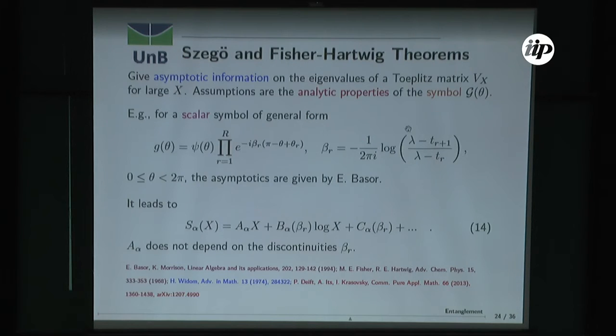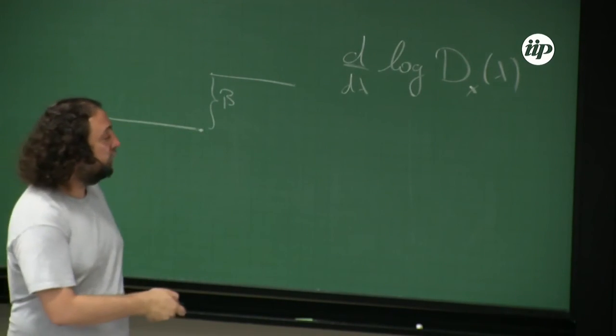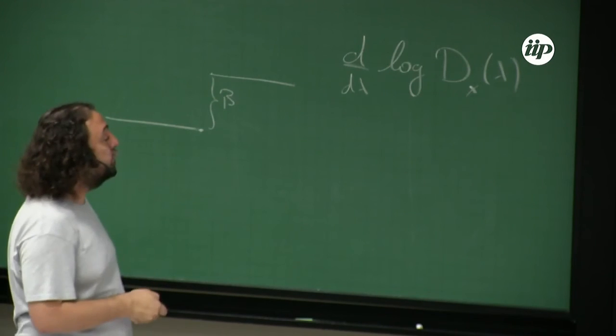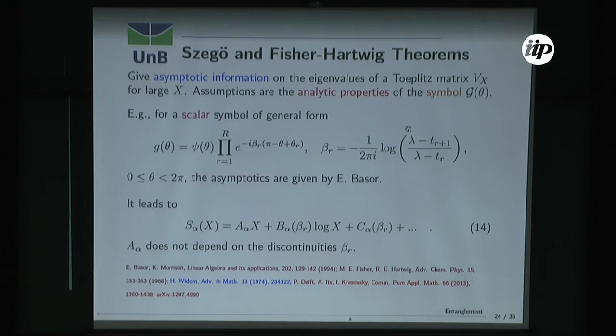This is quite interesting. For instance, if I have a scalar symbol of this general form, we have some smooth function, psi of theta, and I have jumps. These are just jumps described by this beta r, which is a way to codify these jumps. I can compute the asymptotics of my determinant, then I plug it into the formula for the entropy, and then I integrate. When I do that, I will have this general expression.